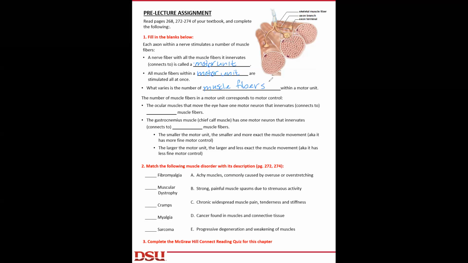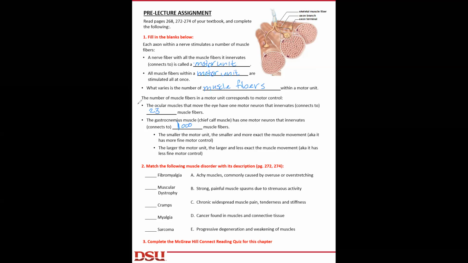The number of muscle fibers in a motor unit corresponds to the motor control. Okay, so the ocular muscles that move the eye have one motor neuron that innervates 23 muscle fibers, while the gastrocnemius has one motor unit that innervates 1,000 muscle fibers. So what this means is the smaller the motor unit, the more exact the muscle movement is. If it has a smaller motor unit, then it has even more fine motor control.